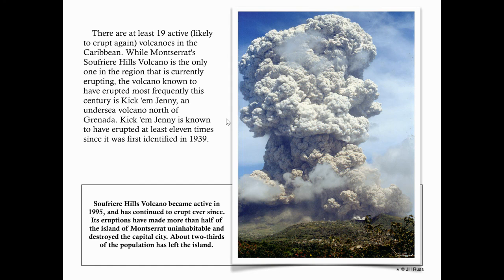Here is a picture of the Sulphur Hills volcano. It became active in 1995 and has continued to erupt ever since. Its eruptions have made more than half of the island of Montserrat uninhabitable, meaning no one can live there, and even destroyed the capital city. About two-thirds of the population has completely left the island because they can't live there.